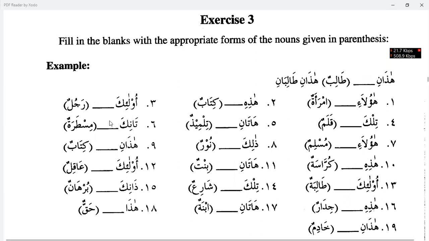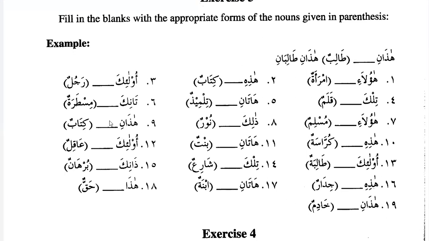Next student is Mishka Fatima. Sir, what is the plural of Mistara? Sorry? Plural of Mistara. Tanika Masatir? Wrong answer. Tanika is for two and Masatir is plural, not dual. Tanika Mistaratani. Okay. Haulai Muslimani. Haulai Muslimani means two Muslims. Wrong answer. Haulai is for plural. Haulai Muslimuna. Next.